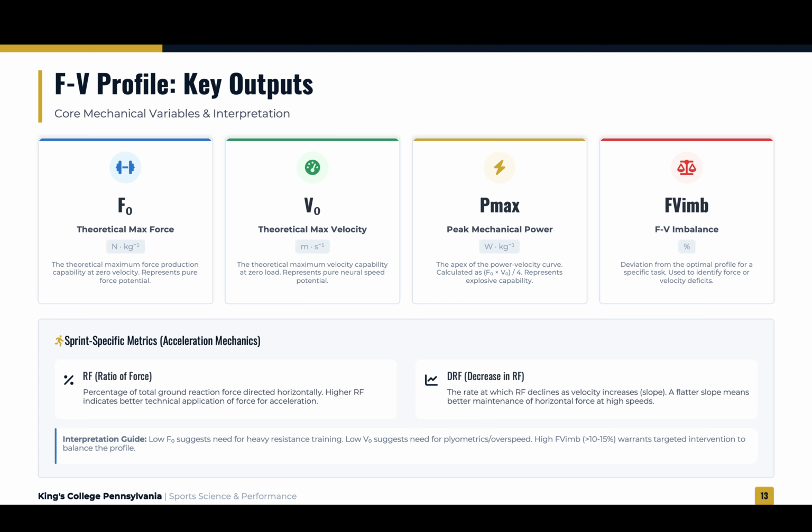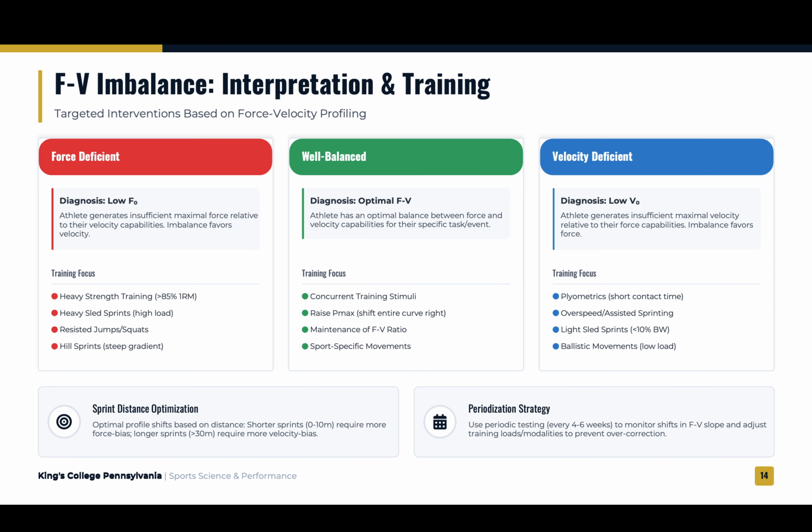And the interpretation guide: low force suggests need for heavy resistance training, low max velocity suggests need for plyometrics or speed work, and high force-velocity imbalance, more than 10 or 15%, warrants targeted intervention to balance the profile.